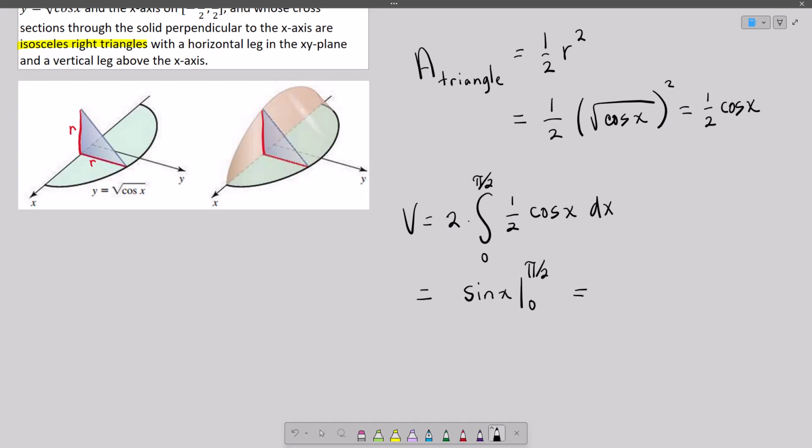Once again, the 0 is not giving us any volume. Sine of 0 is 0. Sine of pi over 2 is 1. So that is the volume. 1 cubic unit is the volume of that weird shape. You would never guess that that volume is an integer, but it is. 1 cubic unit.